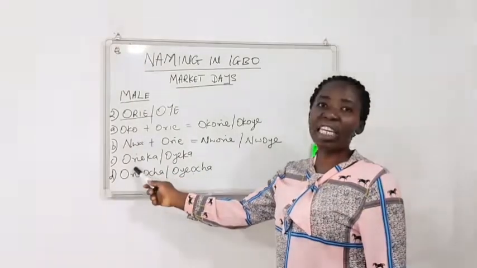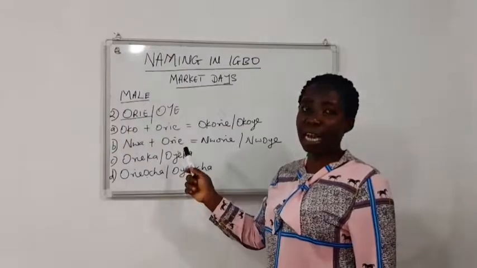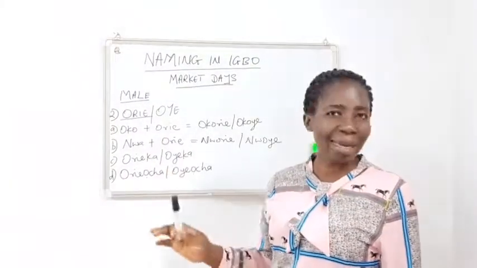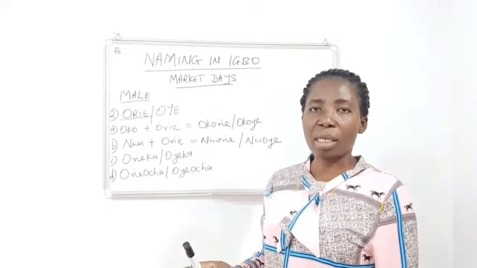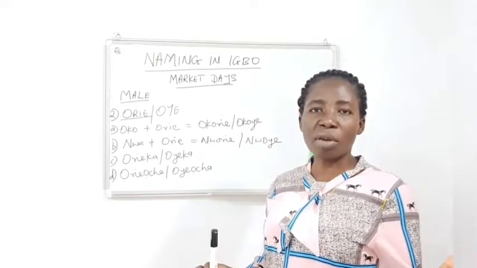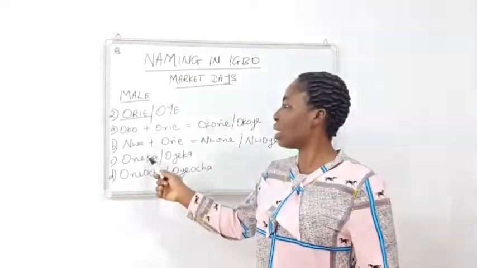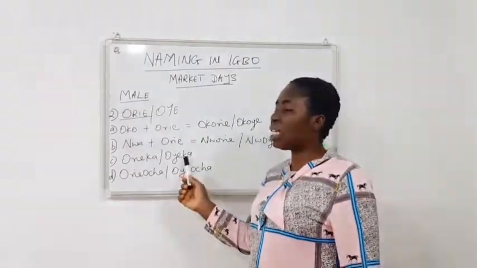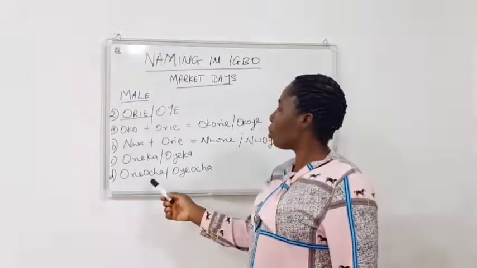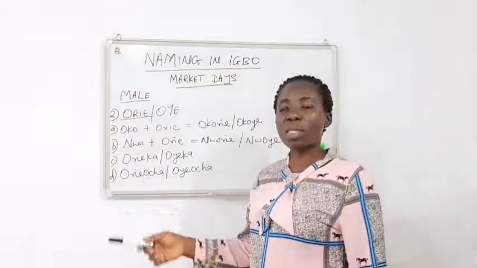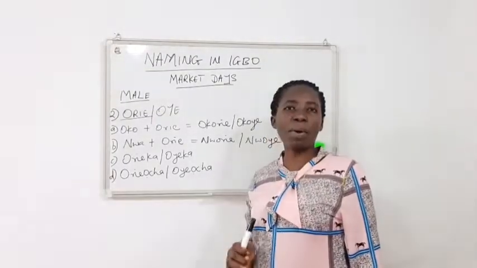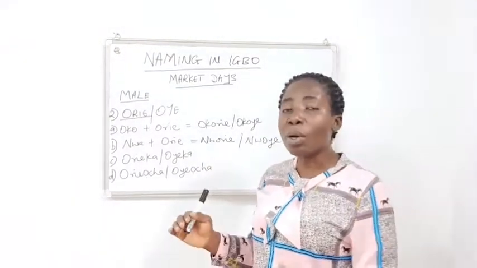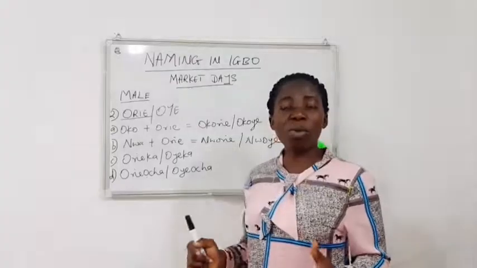Then we have Oyeka or Orieka. Remember, they mean the same thing, just dialectal differences. You could go to one part of Igbo land and you hear this, Orieka, and you go to another part of Igbo land, you hear Oyeka. We go to the fourth one, Oye Ocha or Ori Ocha. These are the names that a male child born on Oye Day could bear.